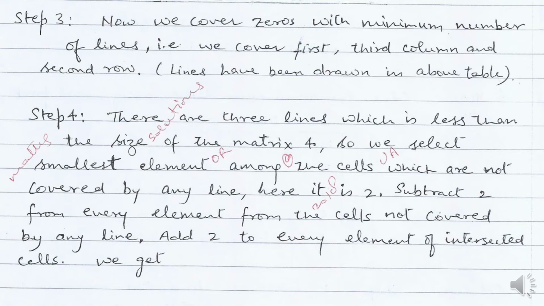So we select the smallest element among the cells which are not covered by any line, and in the above table you can see it is 2, which is not covered by any line. Once we select element 2, we subtract 2 from every element in the cells not covered by any line and add 2 to every element of an intersected cell. And those elements where only a single line is there, we won't do anything to; we will leave them as they are.